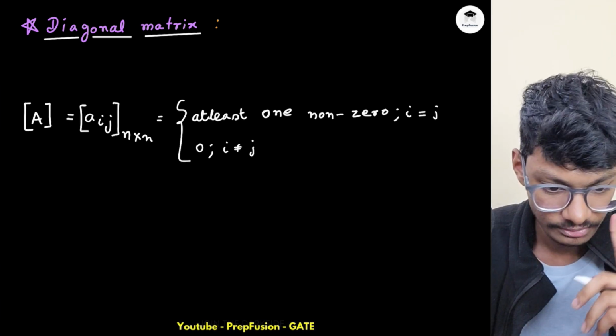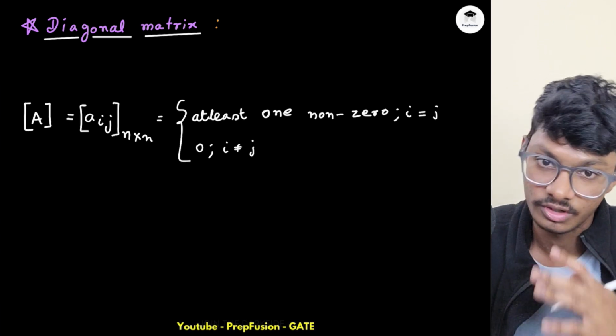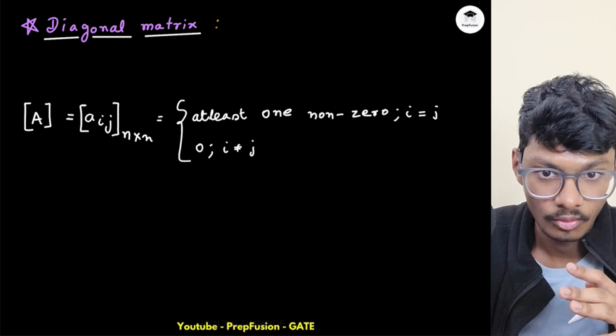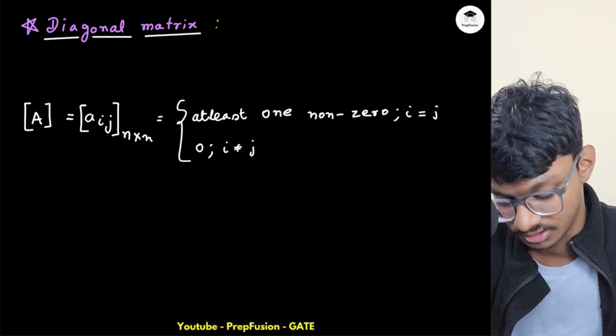It can't be a rectangular matrix. Very important. It will always be a square matrix, because only for a square can we talk about the diagonal in matrix format. In a rectangle, the diagonal is not like this.